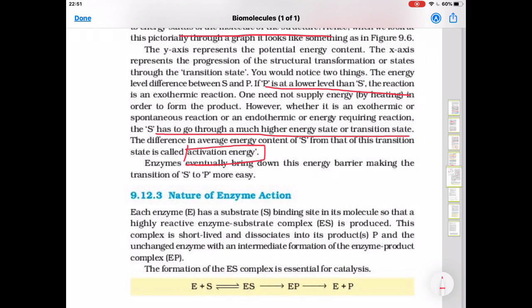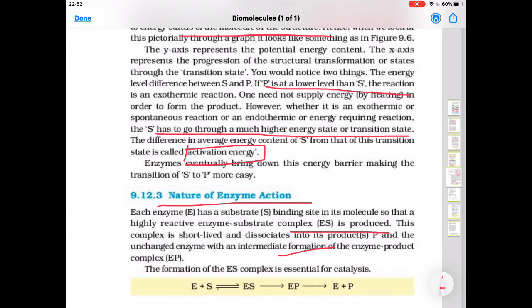Next is nature of enzyme action. Each enzyme has a substrate binding site in its molecule, so that a highly reactive enzyme-substrate complex is produced. This complex is short-lived and dissociates into its product and the unchanged enzyme, with an intermediate formation of the enzyme product complex, EP. The formation of the ES complex is essential for catalysis.